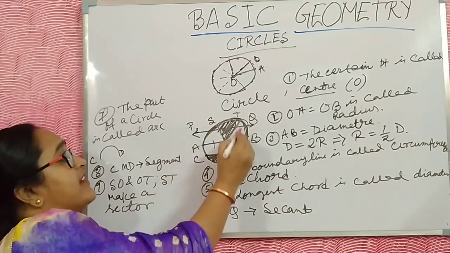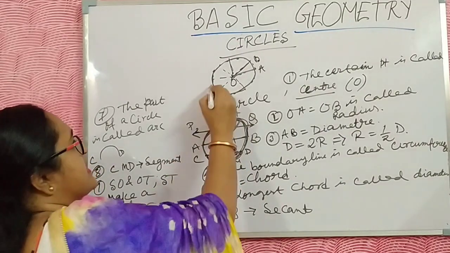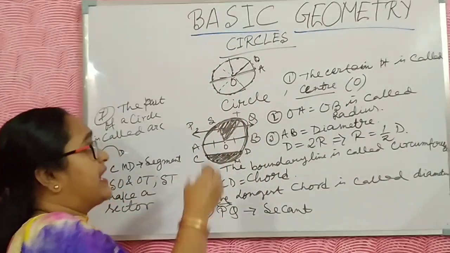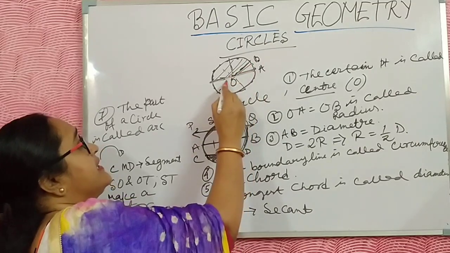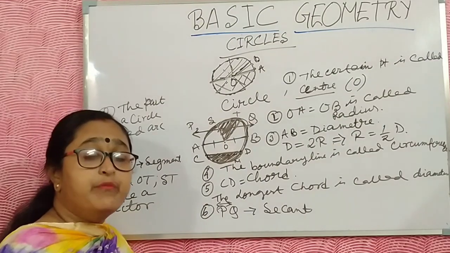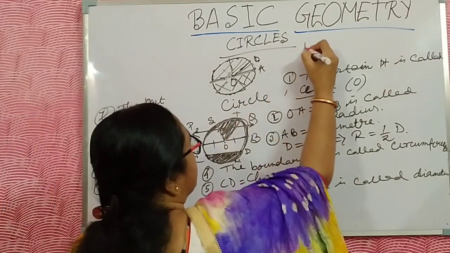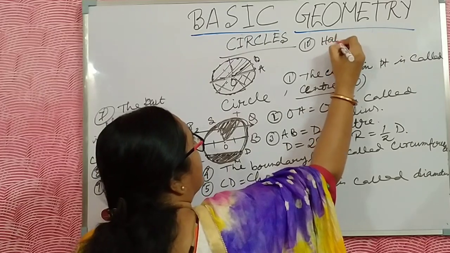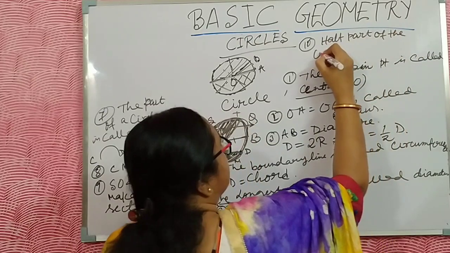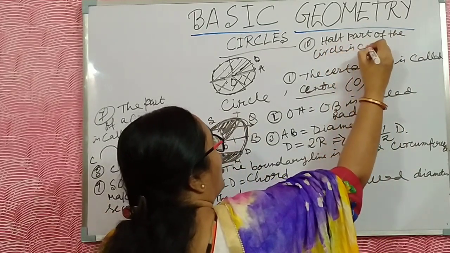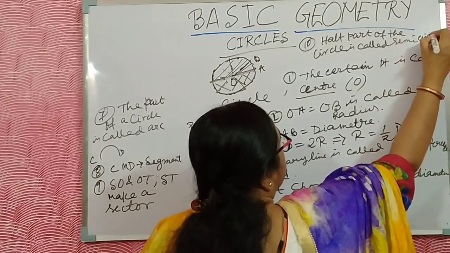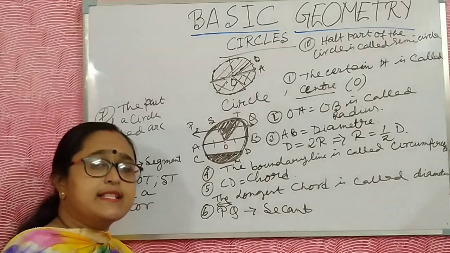The diameter divides the circle into two parts. This is called the semicircle. The tenth one I write here: the half part of the circle is called a semicircle.